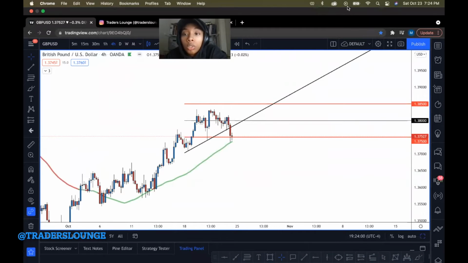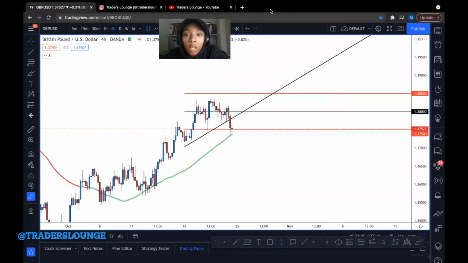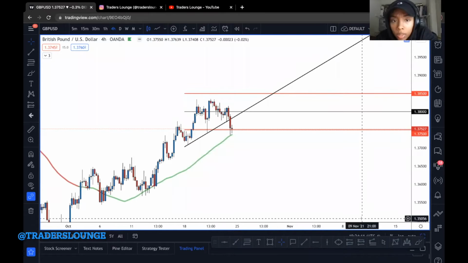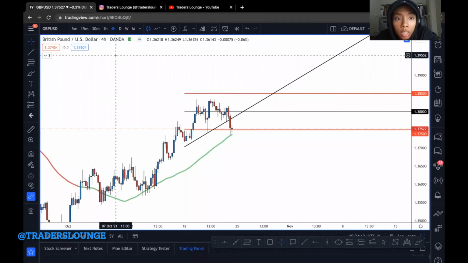So those are the only 2 trades that I took for this week. Give me 1 second so I can get back to sharing the right screen. I think this is it. Okay, yeah. All right.